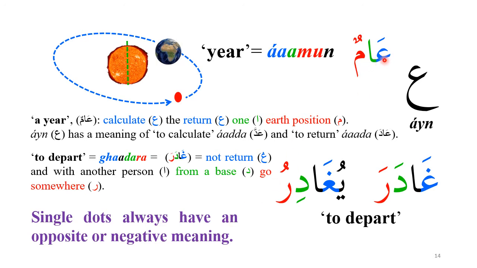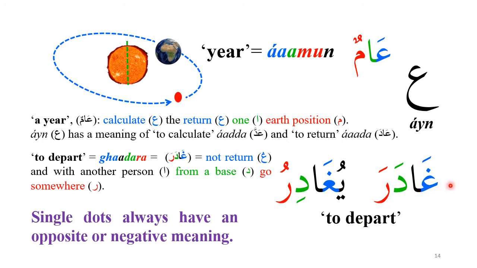Now, if ein means to return, then ghein, as I've told you, with the single dot would mean not return, right? So you can see this in ghadara, to depart, yughadiru. This is also the type 3 verb. It's done in association with another person. Ghadara means to depart. For example, Salatul Mughadira means the departure lounge in, say, an airport. So airport departure.